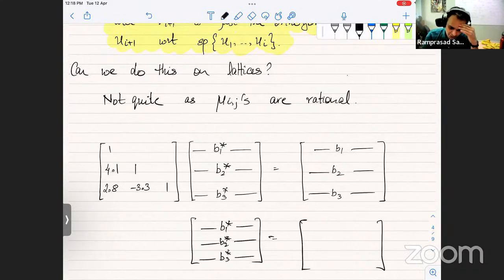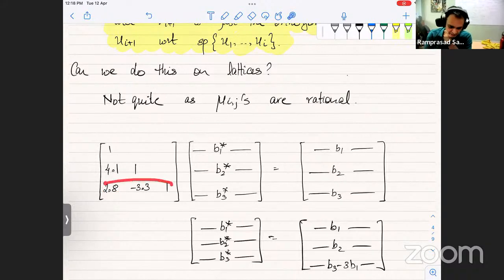So what I'm going to do is, what would happen if I just had the vectors b1, b2, and I basically had b3 minus 3b1. Okay, because there was a 2.8 here, and if I wanted to cancel it off, I need to replace row 3 by row 3 minus 2.8 times row 1. That's what I would have liked to do, but 2.8 is something I can't afford. So I'm going to get the closest next thing, okay, which is 3.